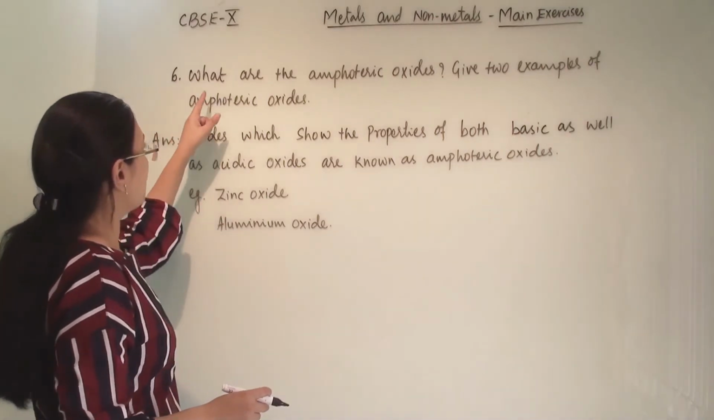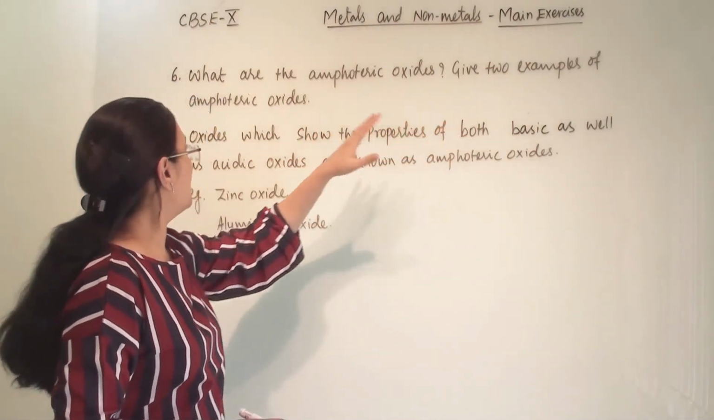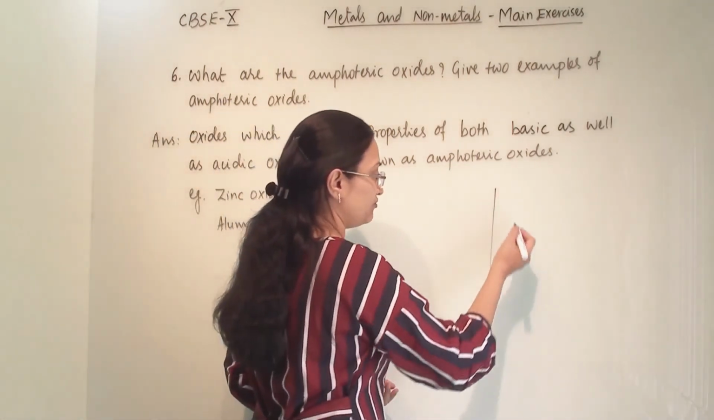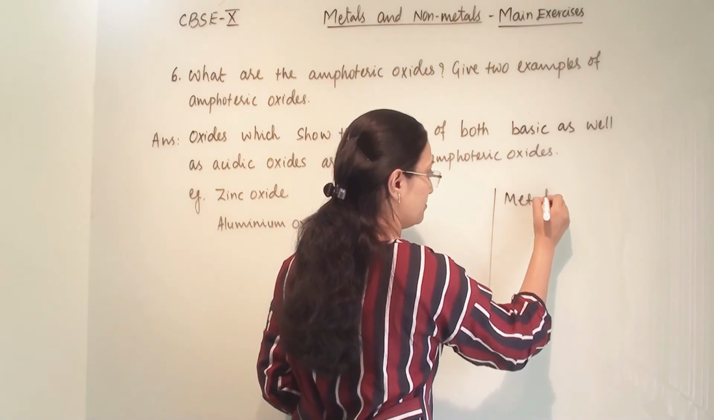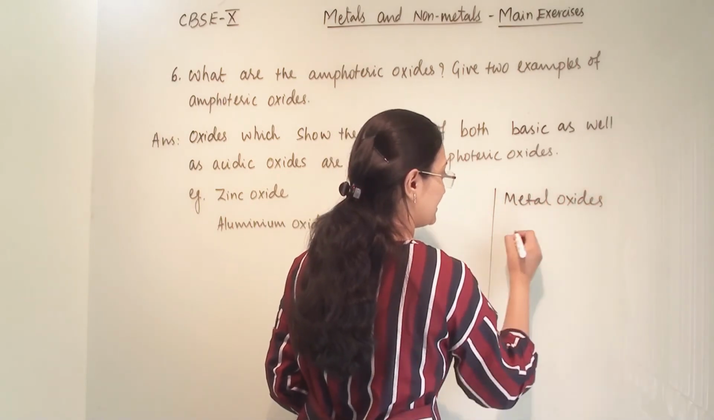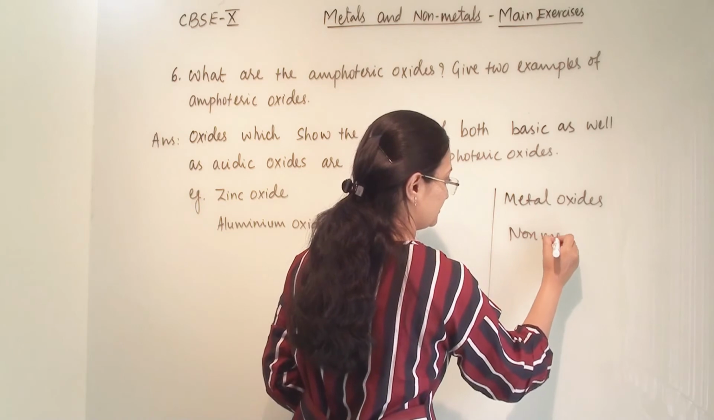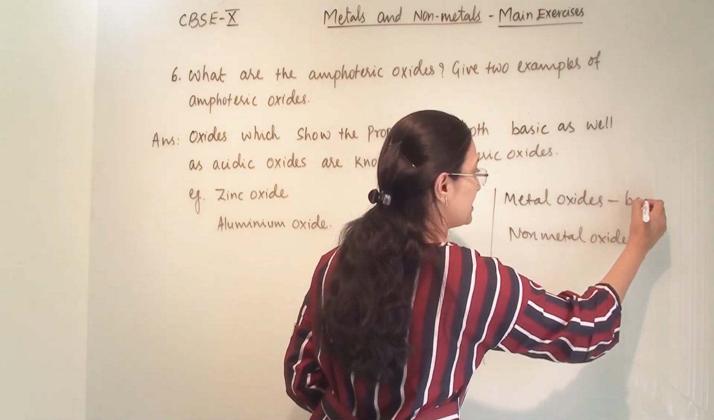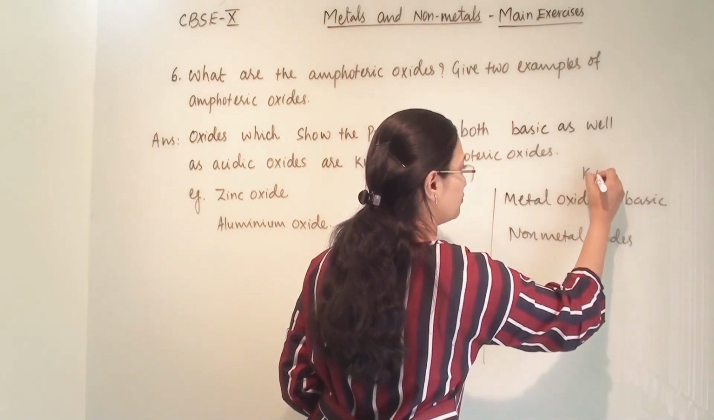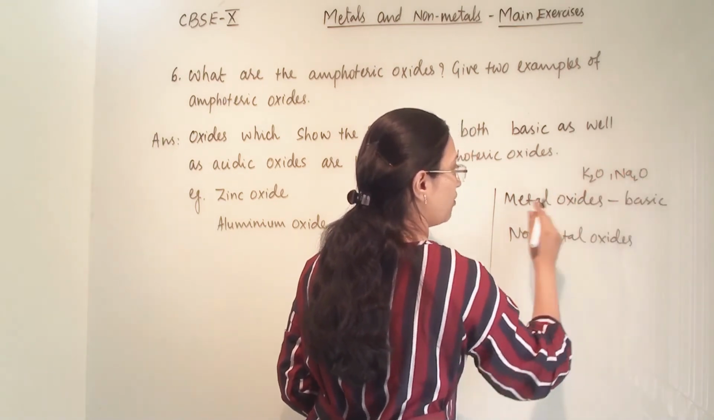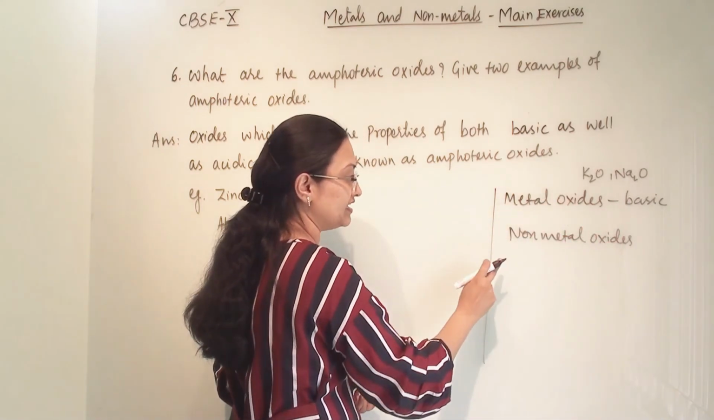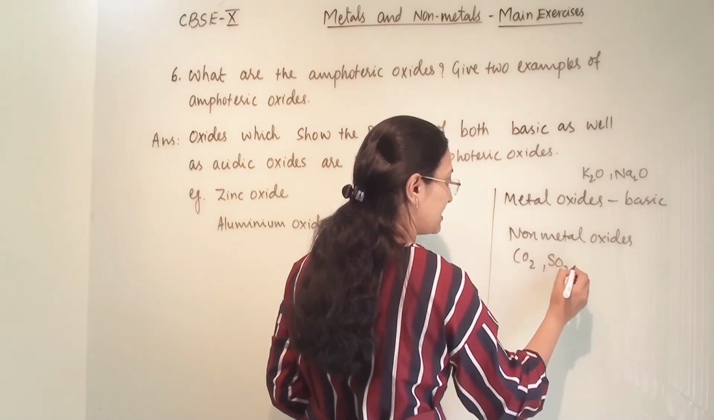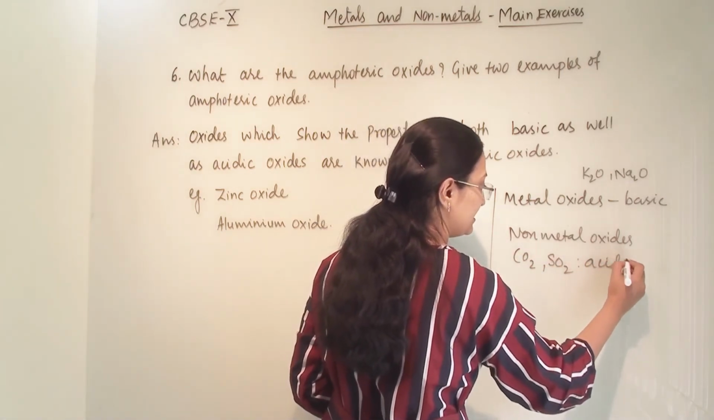Sixth question is, what are amphoteric oxides? Give two examples of amphoteric oxides. Now we know that there are two types of oxides: first is metal oxides and second is non-metal oxides. All the metal oxides are basic in nature, for example K2O, Na2O. Whereas non-metal oxides like carbon dioxide and sulfur dioxide are all acidic in nature.